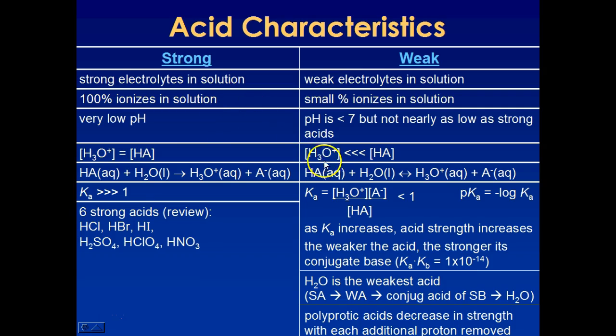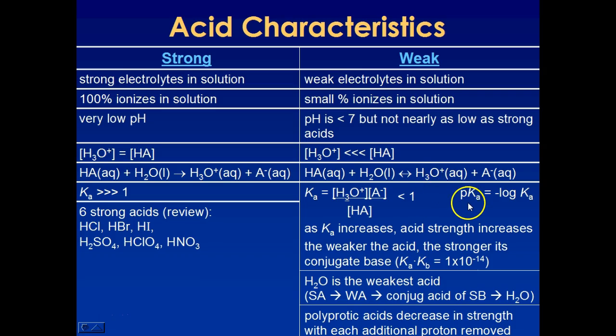With a weak acid, the hydrogen concentration is very, very small compared to the original concentration of your acid. So you do have the double arrow representing the equilibrium reaction. And you would find your hydrogen concentration by taking the product concentrations and dividing them by the reactant concentrations. Water's not included because it's a pure liquid. And the K value this time will be very small. So the size of the K value determines how much hydrogen you're able to make. The smaller that K value, the smaller the hydrogen concentration will be.